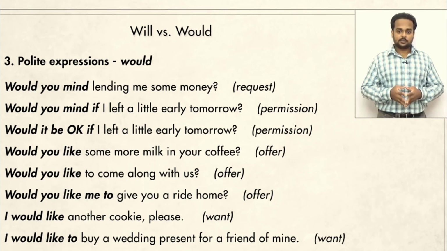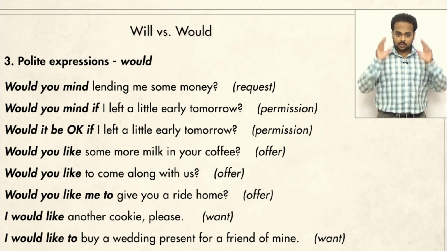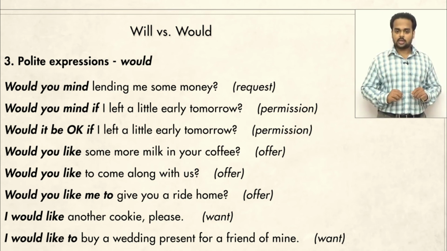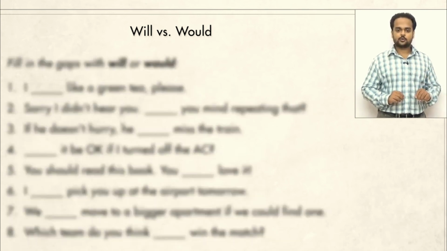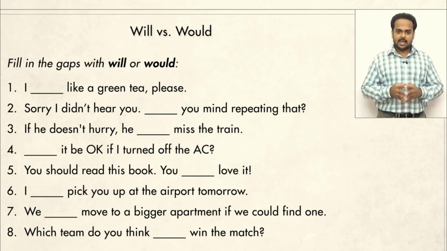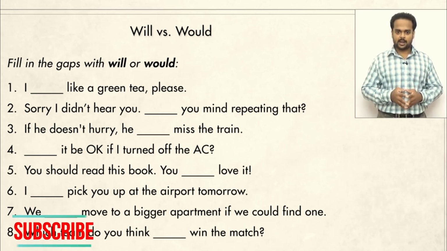The important point is that in all of these sentences, you cannot use will. Remember that these are fixed expressions. You must use would in all of them, so it's a good idea to memorize them all. Okay, if you're ready, it's now time for the quiz to see if you can use will and would correctly. On the screen, there are 8 sentences. In each one, I want you to fill in the gap with will or would. Stop the video, think about your answers, then play the video again and check.